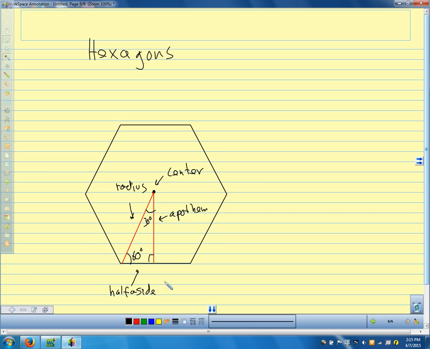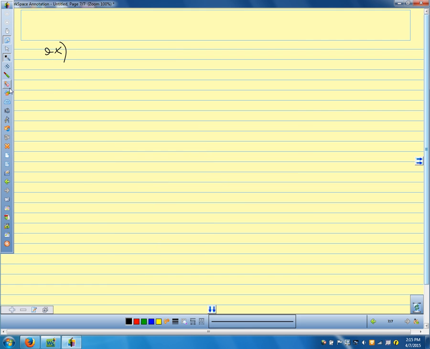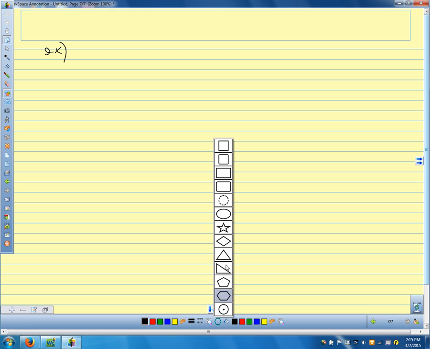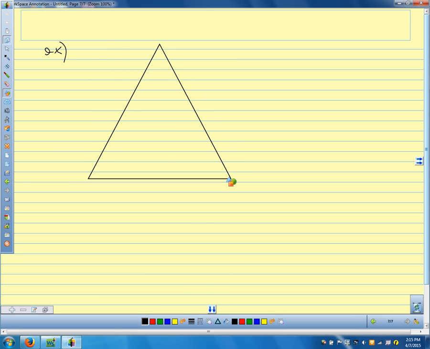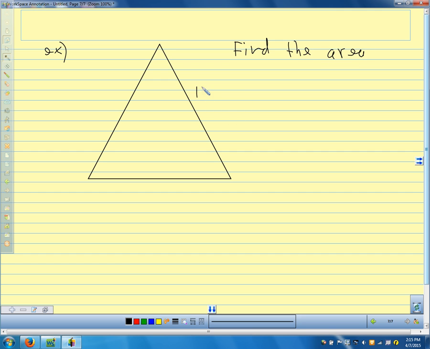All right, so let's look at a couple of examples of using these special right triangles inside of our polygons. So the nice thing about these, let's start with an equilateral triangle, is we only need to know one thing about our shape to find the area. So all we know is this is an equilateral triangle and the side is 14. And we want to find the area. What I like to do for these, for an equilateral triangle, is just divide it in half.